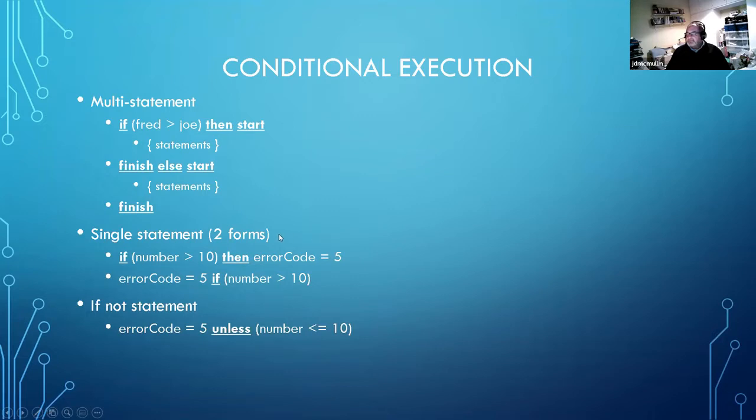A single statement has two forms which can be tricky to spot. You can say if a number is greater than 10, then set the error code to be 5. But you could also say set the error code to be 5 if the number is greater than 10. So you can invert the condition. You've also got what they call the not statement or unless statement, which says you do this normally unless the number is less than or equal to 10. This is the inverse of the number greater than 10, number less than or equal to 10.